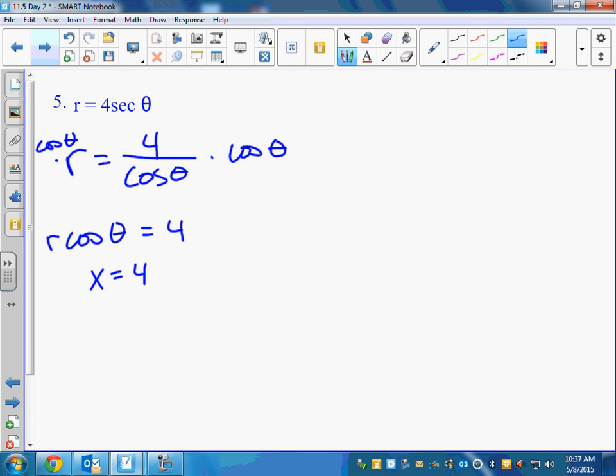I'm pretty sure that's the exact reverse of our first problem that we did. Our first problem started with x equals 4 and ended with this, but it went the other way. So sometimes you're going to multiply in something like an r. Sometimes you're just going to have to use some trig and move stuff over. How do you know what to do? Use the 3 rules. Try to get r cosine theta, r sine theta, or x squared plus y squared.